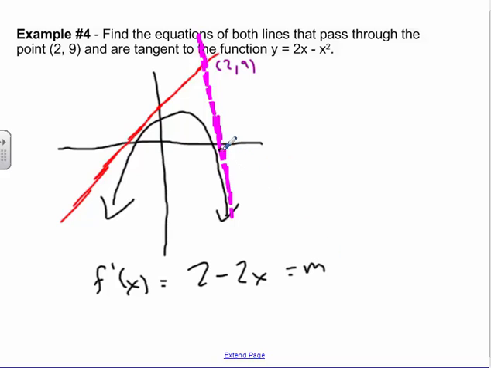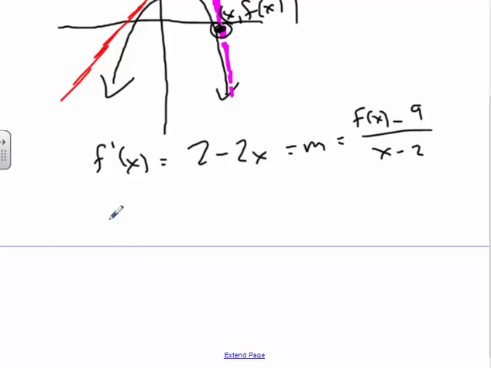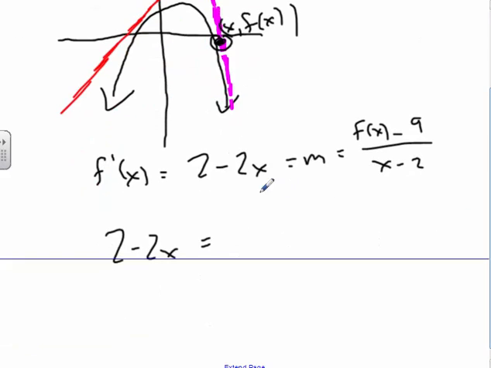However, your slope can be calculated another way. If I call this point here x comma f of x, as a coordinate point, I don't know where it's going to touch, but it's going to touch an unknown x value and an unknown y value. Then you could say that the slope is really equal to y2 minus y1 over x2 minus x1. Which means that 2 minus 2x is equal to, the function itself, f of x, was 2x minus x squared, minus 9 still. And then it's over x minus 2.